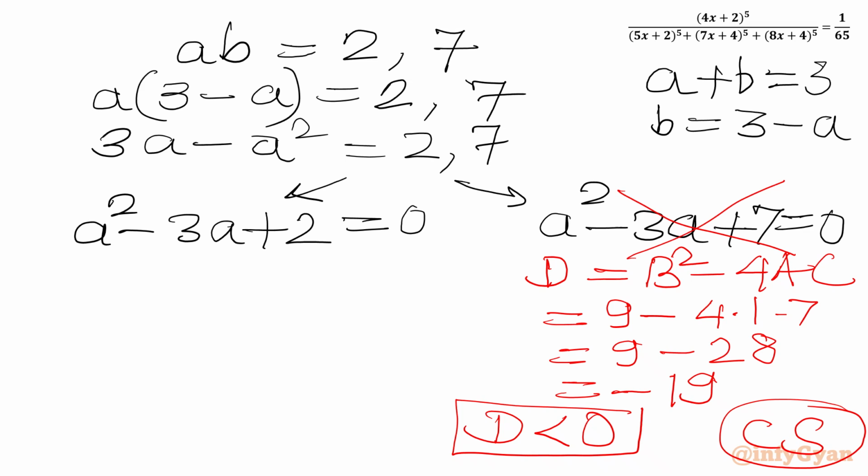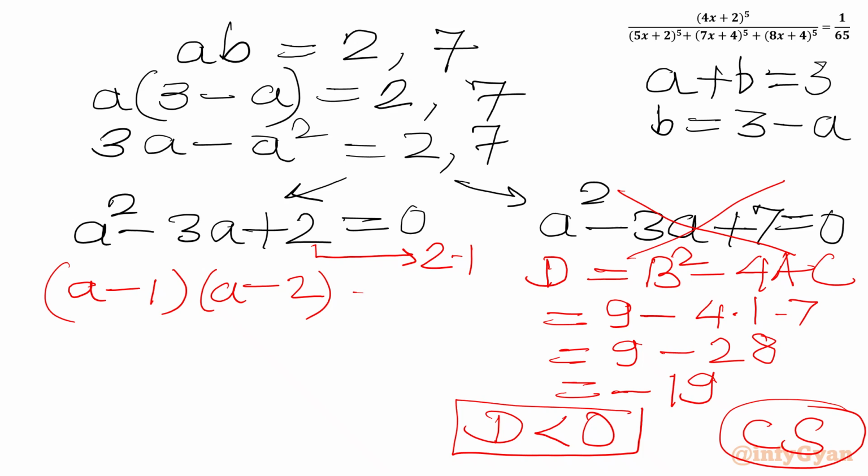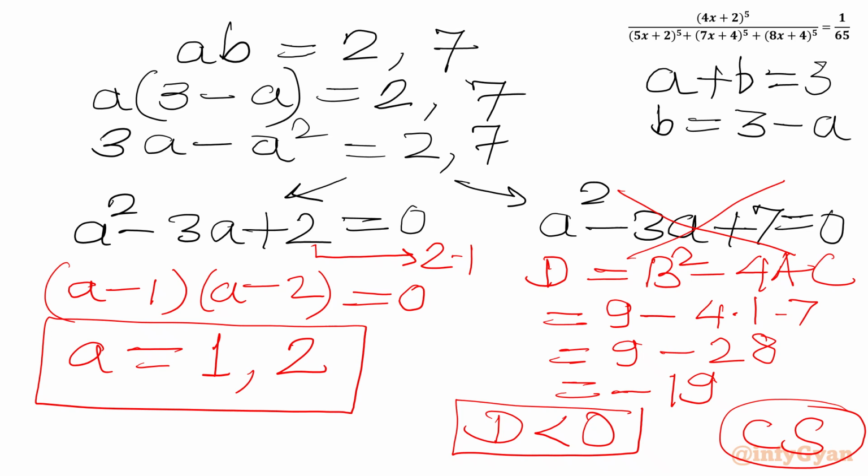Now I will consider our first quadratic equation. I can see the factors of 2 as 2 times 1, addition will give us 3. So I can directly write a minus 1, a minus 2 equal to 0. So from here we'll be having two a values, a equal to 1 and a equal to 2.